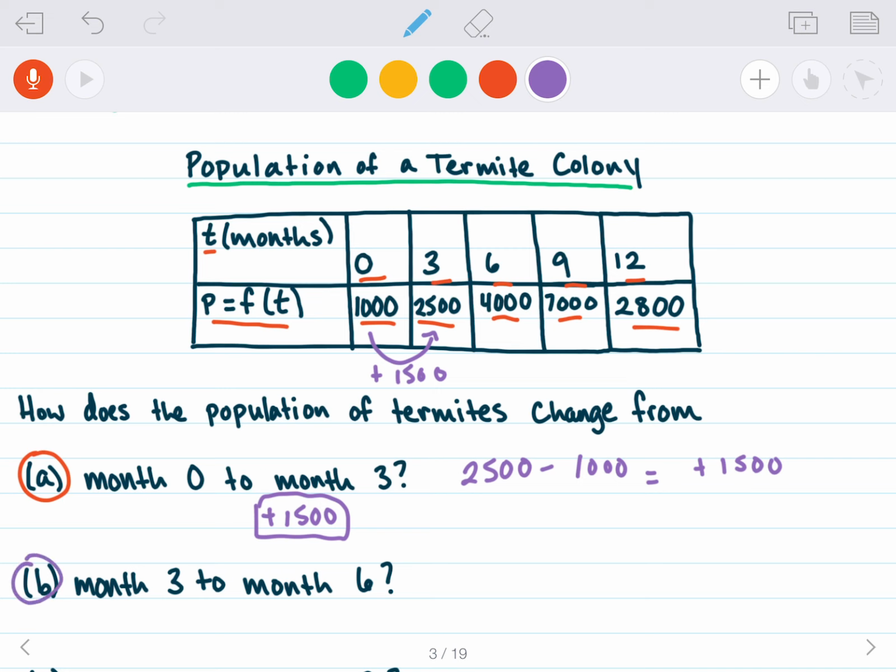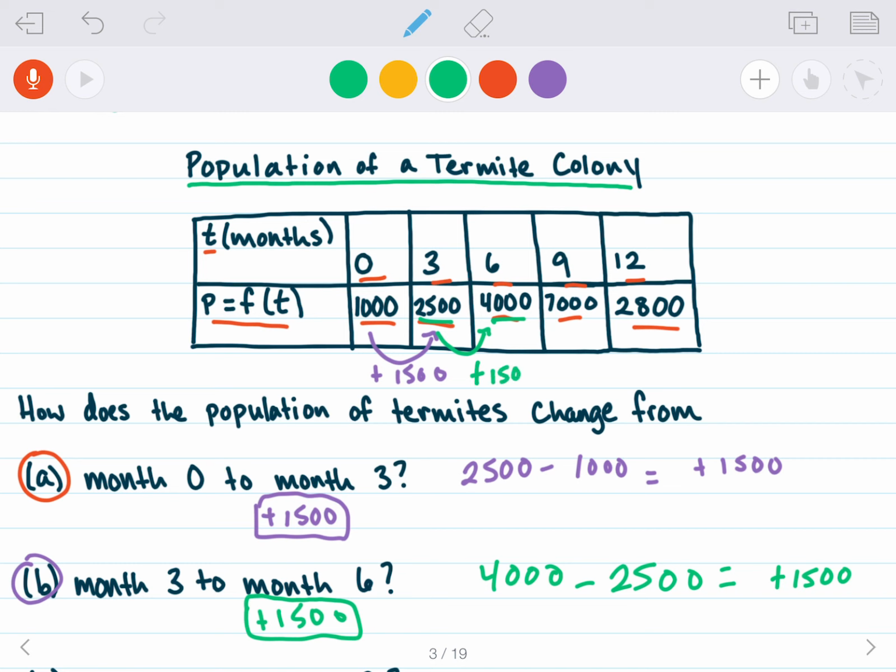What about from month 3 to month 6? Again, we're just going to look at the difference in population from month 3 to month 6. We're increasing, right? We're going from 2,500 to 4,000. So we're going to be doing the difference between 4,000 and 2,500. And 4,000 minus 2,000 is 2,000. So minus 500 more is 1,500 again. So again, this is a net change of 1,500. So the rate of change is constant. We would say that between these two sets of months.